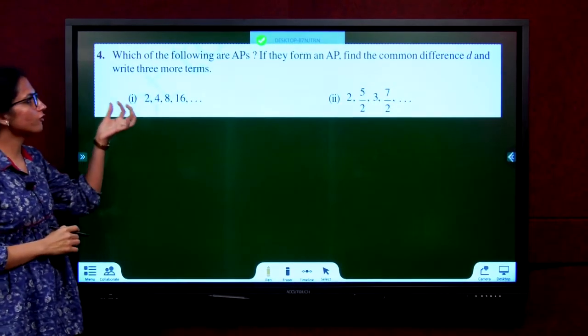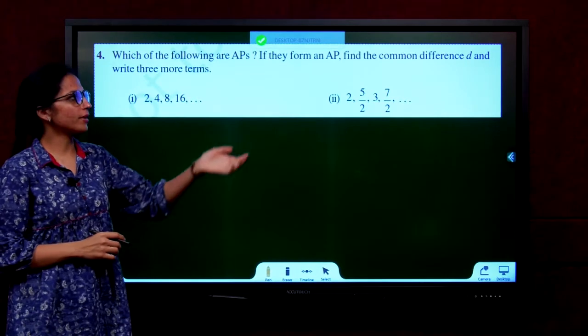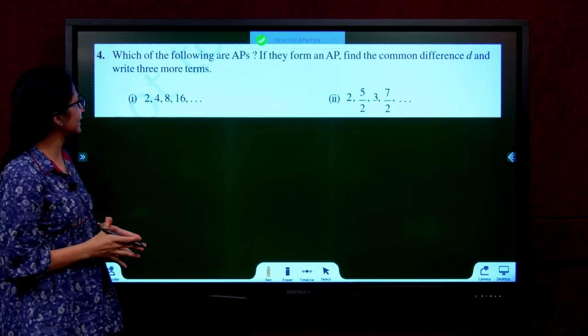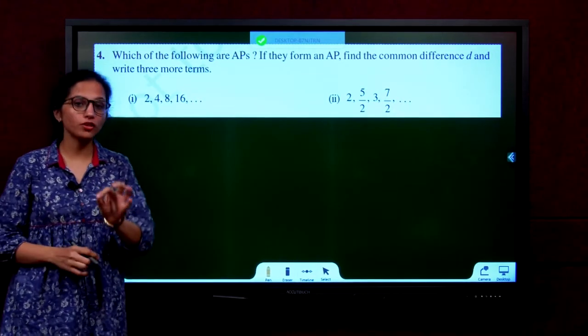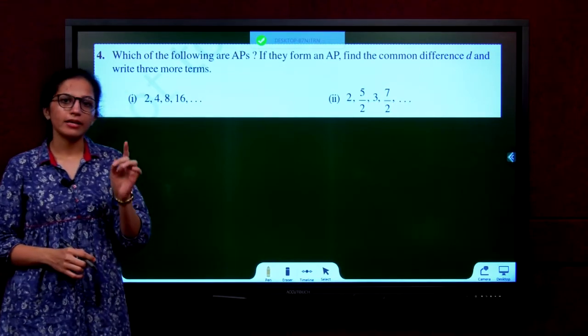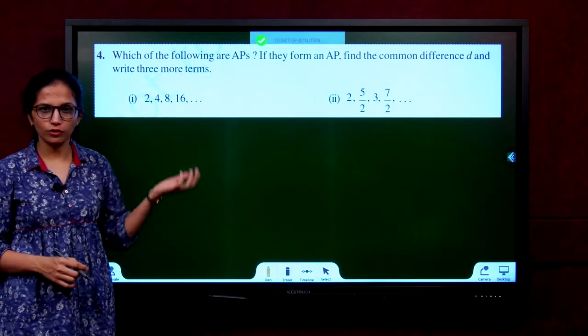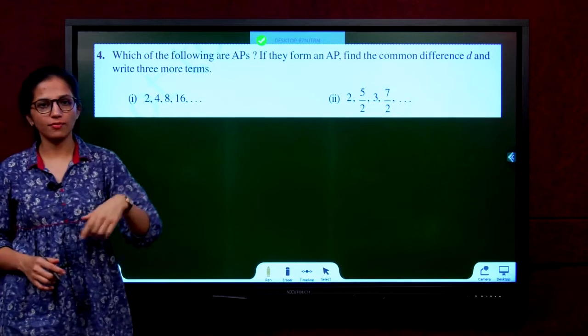Fourth one, which of the following are APs? If they form an AP, find the common difference D and write 3 more terms. You have to check whether it's an AP. If it is, then you tell D. You will already find D. Then write 3 more terms.